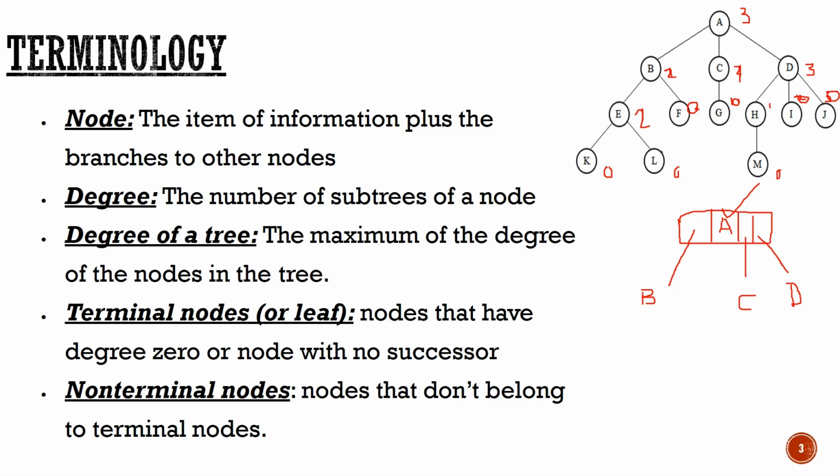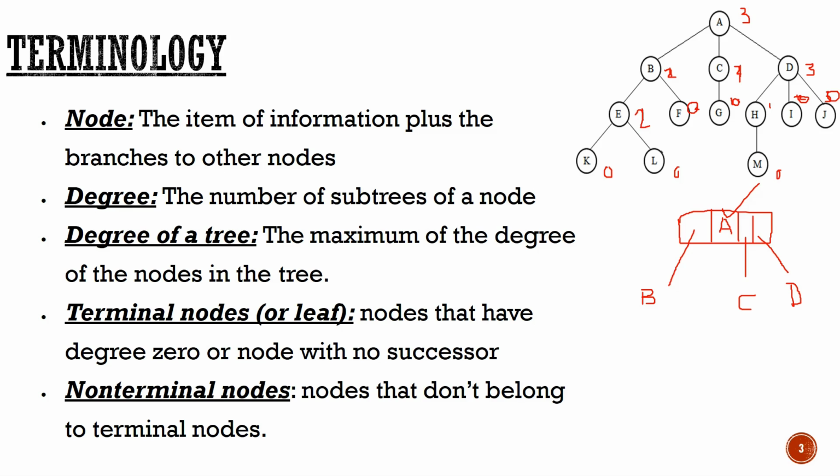Fine. Now the degree of the node is nothing but the number of subtrees. Degree of A is 3. Degree of B is 2. Degree of C is 1. Degree of D is 3. Degree of E is 2. Degree of F is 0. Degree of G is 0. Degree of H is 1, degree of I is 0, degree of J is 0, degree of K is 0, degree of L is 0, degree of M is 0. Fine. Now, what is the degree of this tree?